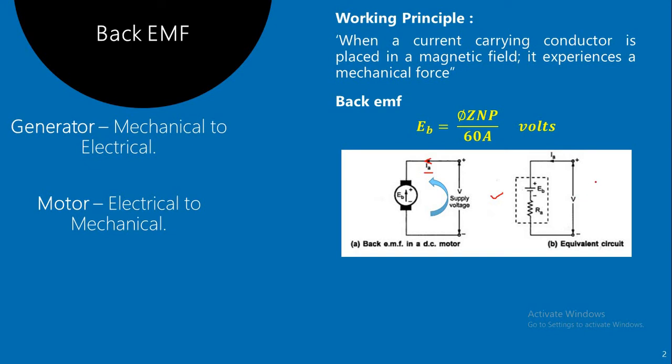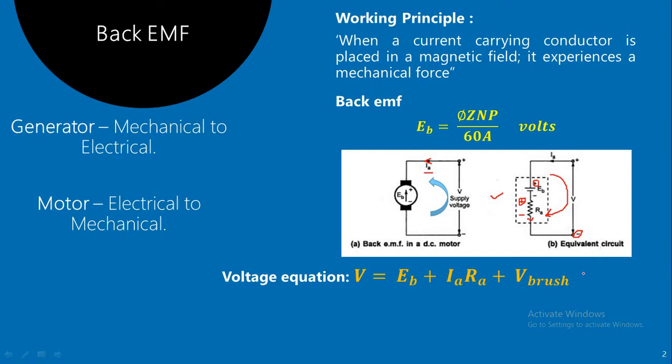So let us know the voltage equations of back EMF. How we get the voltage equation is very simple, just by applying KVL. For example, I'll take the loop in clockwise direction and mark the polarities. The direction of current is downward, so this is plus and this is minus. So minus V plus IA RA, then plus EB, plus V brush equals 0.